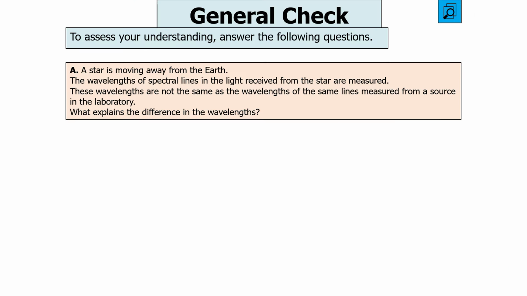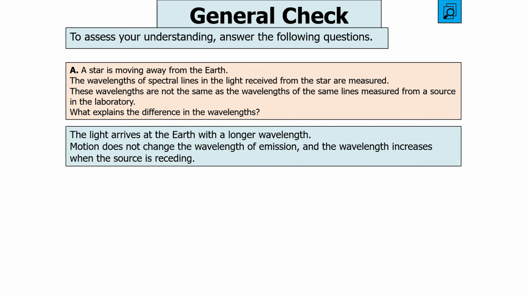As stars move away from the Earth, the wavelengths of spectral lines in the light received from the star are measured. These wavelengths are not the same as the wavelengths of the same lines measured from a source in the laboratory. What explains the difference? The light arrives at the Earth with a longer wavelength. The motion does not change the wavelength of emission, and the wavelength increases when the source is receding.